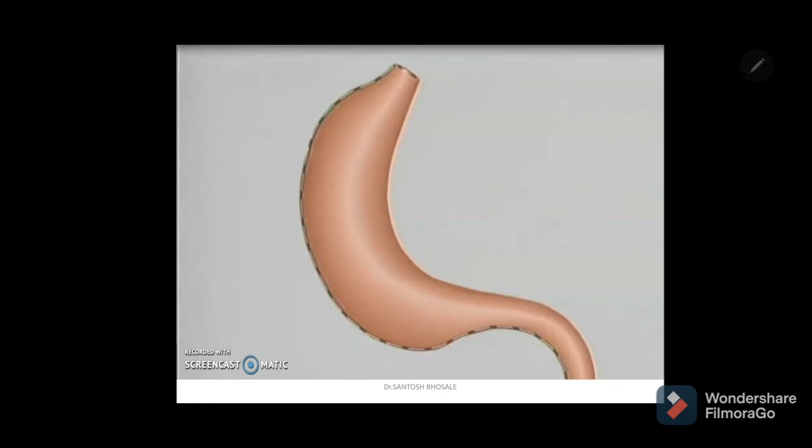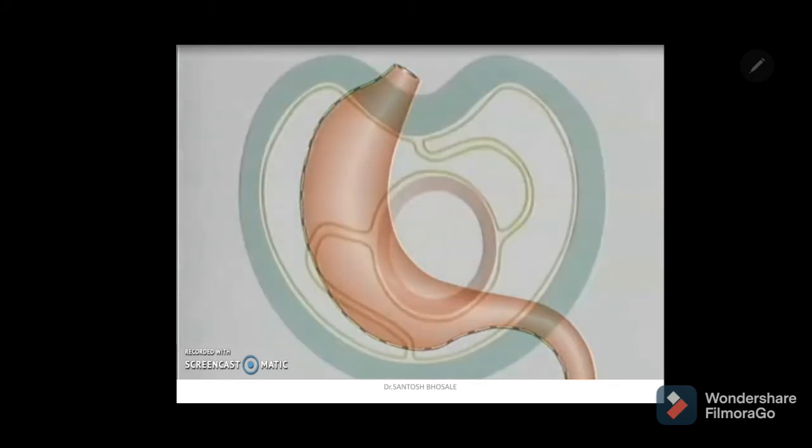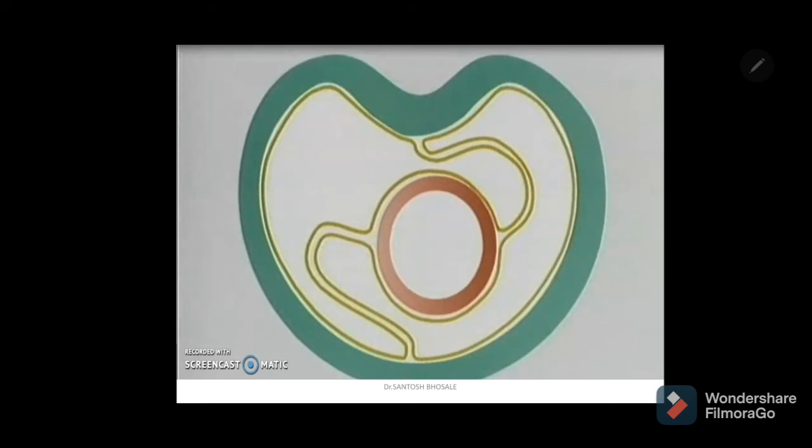You can see the dorsal mesentery and dorsal border growth is rapid compared to the ventral mesentery and ventral border, and there is a developing liver within the ventral mesogastrium from the hepatic bud, which we'll discuss in the further slides. Now the ventral mesogastrium is divided into three parts: falciform ligament, lesser omentum, and peritoneum around the liver.